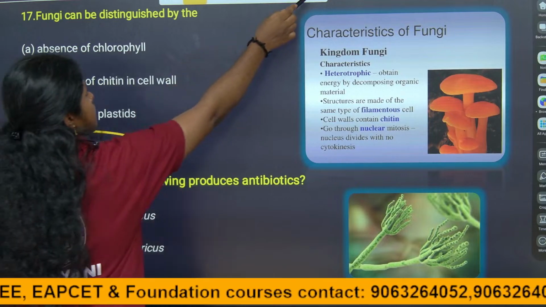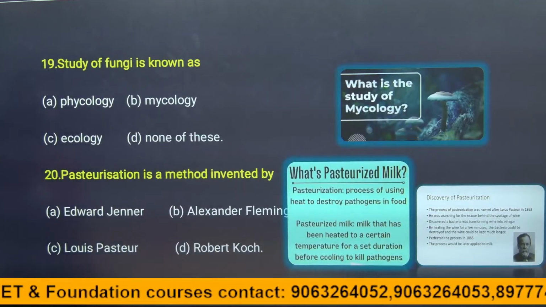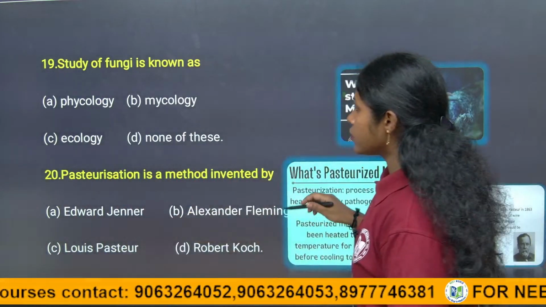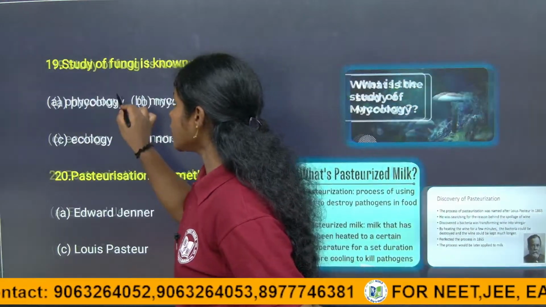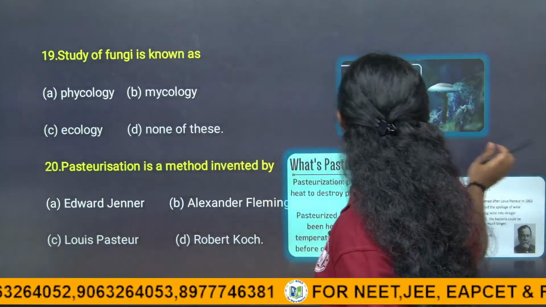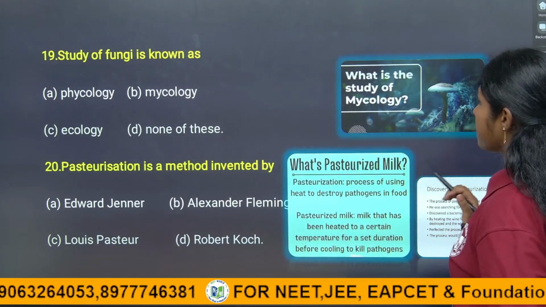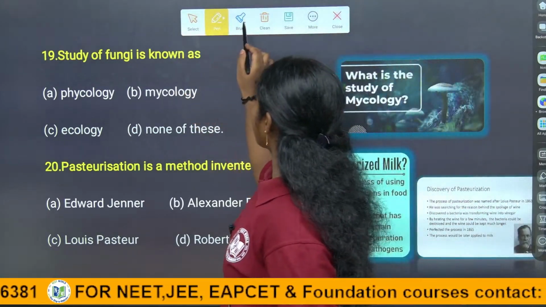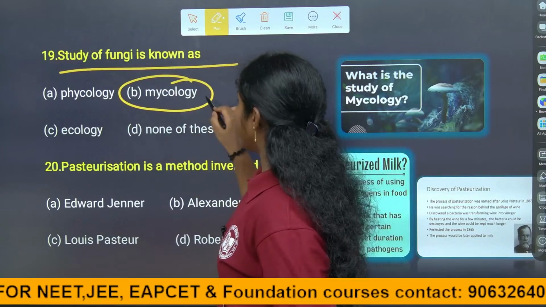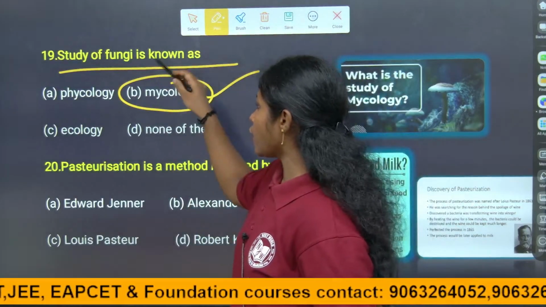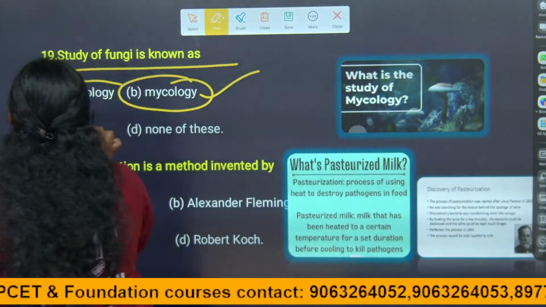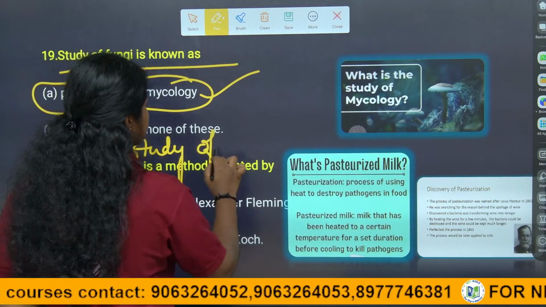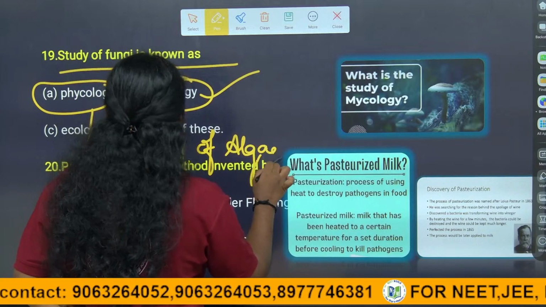So coming to the next question, children. Here they have given: the study of fungi is known as what? We already studied that the study of algae is called phycology. One minute, children. Okay. So the study of fungi is known as mycology, right? The answer is D. What is phycology, children? Phycology is the study of algae. The study of algae is called phycology, right?